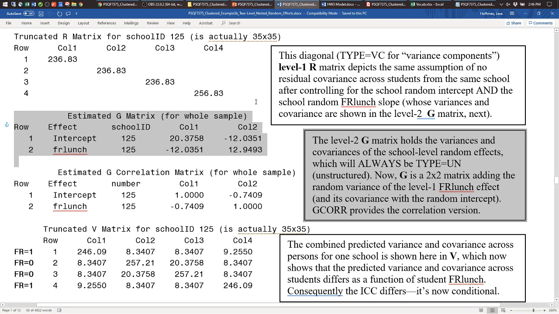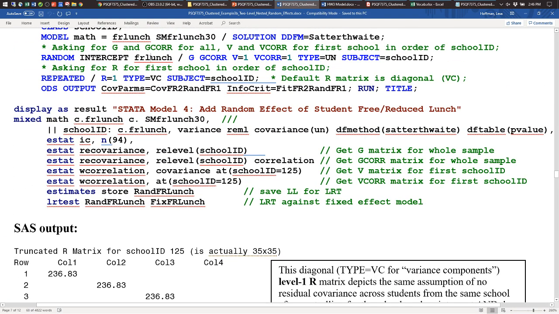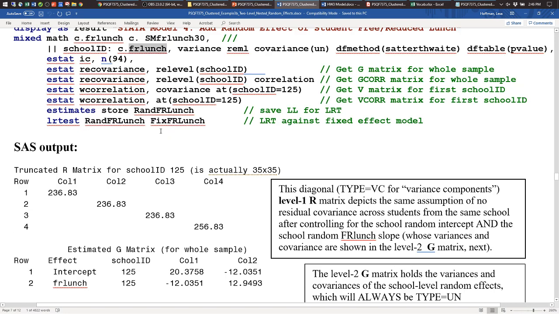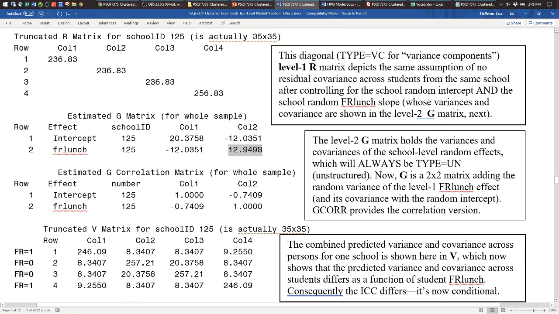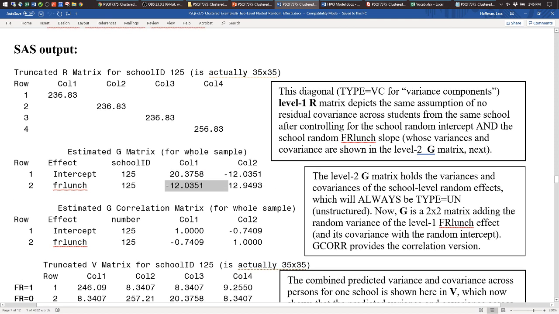So when we add a random slope to the model, such as sticking free lunch here or sticking it here, we are adding not only its variance, but its covariance with any random effect that was already there. That is not a default, folks. That is another thing you can do to screw up your multi-level model.